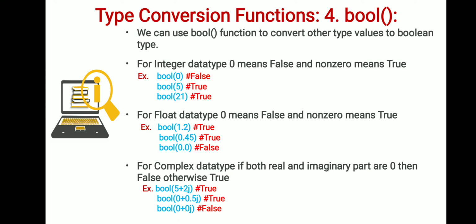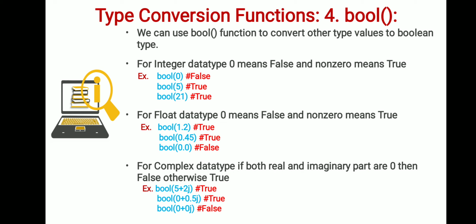Then if you want to convert a complex value into a boolean value, then if the real and imaginary parts of the complex number are both 0, it will be converted into false, and any non-zero complex number will be converted into true. Now see the example, bool of 5 plus 2j. Here both real and imaginary parts are non-zero, so it will be converted to true.